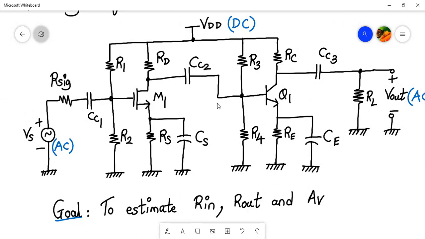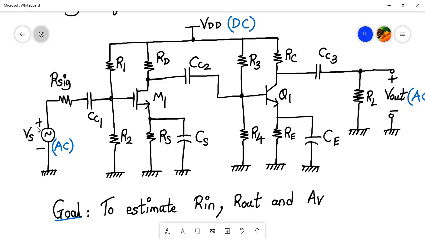Now the output of the first stage is fed to the input of the second stage. And the second stage over here is a single stage common emitter amplifier, right? So over here, R3 and R4 are the biasing resistors, RC and RE are the collector and the emitter resistances, and your CC3 is my output coupling capacitor, and CE is my bypass capacitor.